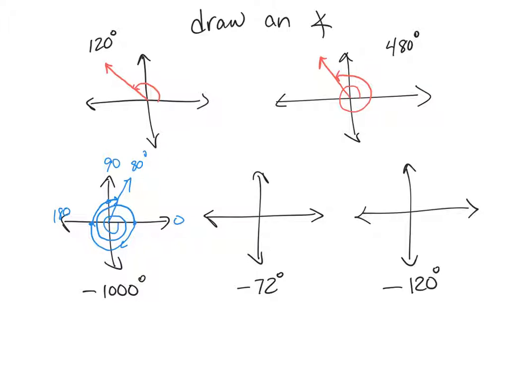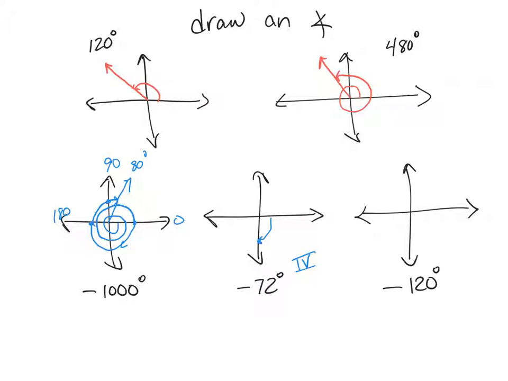When I do negative 72, I know I'm going to go in this direction, and I know it's going to be somewhere in the 4th quadrant because negative 90 would be here. When you're going in this direction, negative 90 would be right here, right? So negative 72 is going to be somewhere before there because you don't have to go 90 degrees.